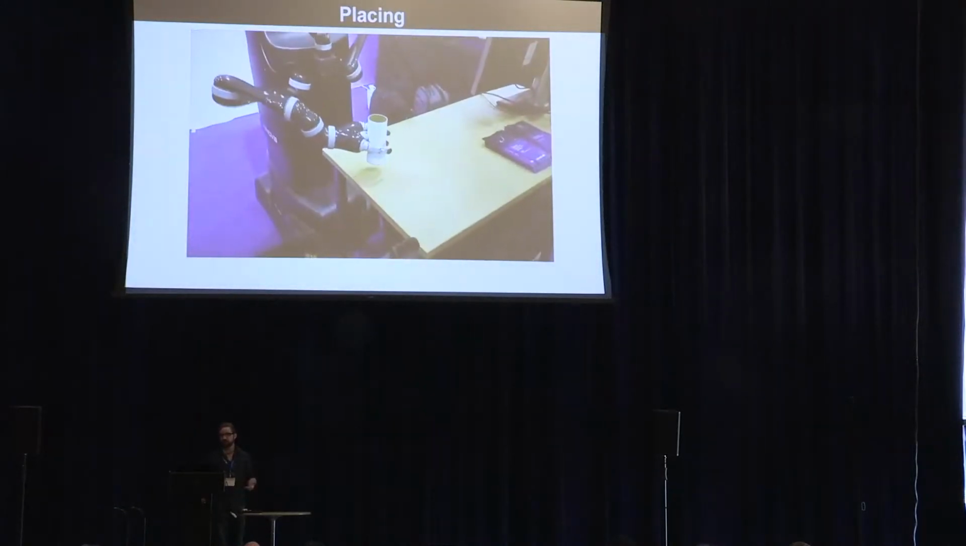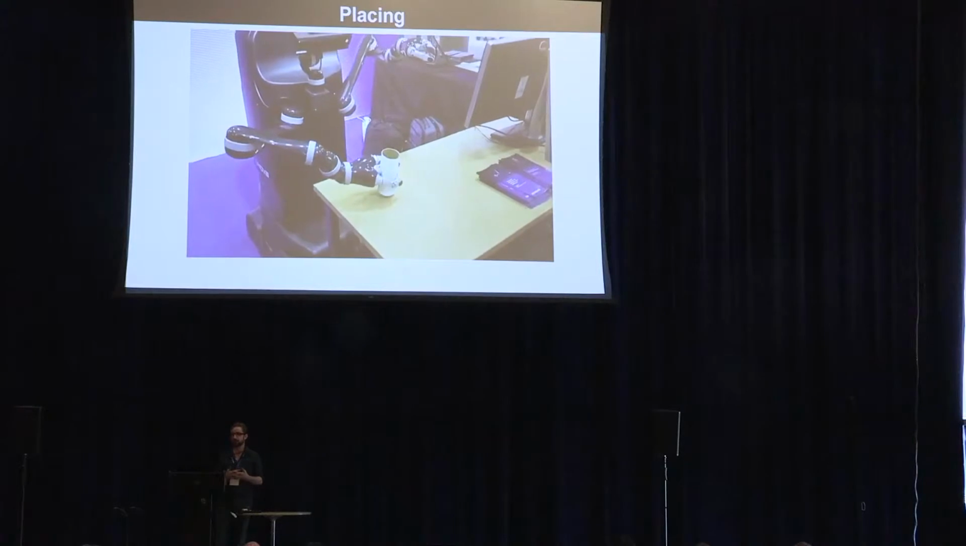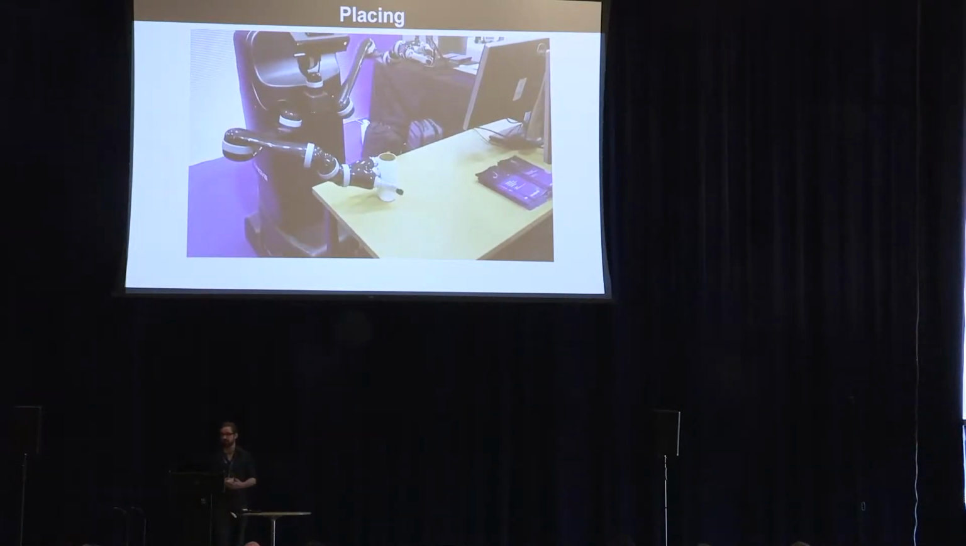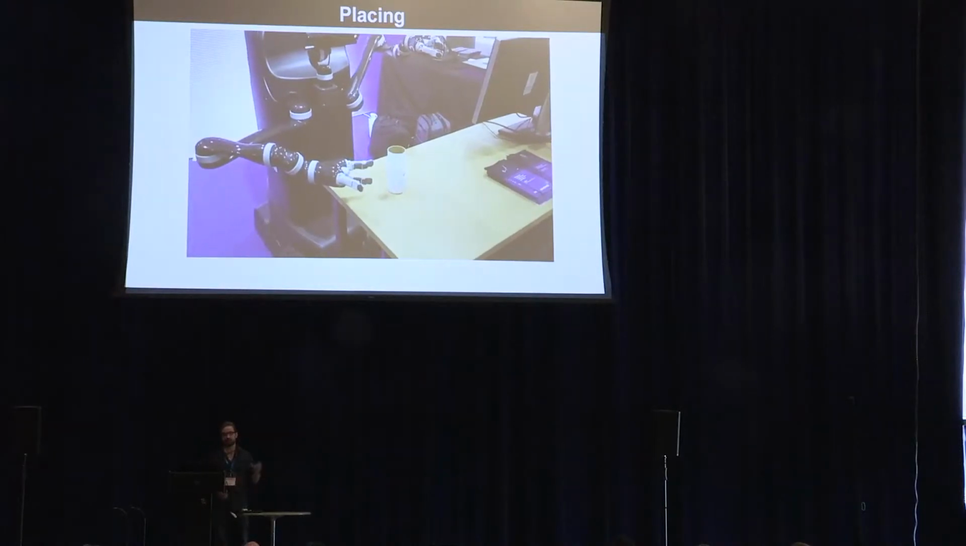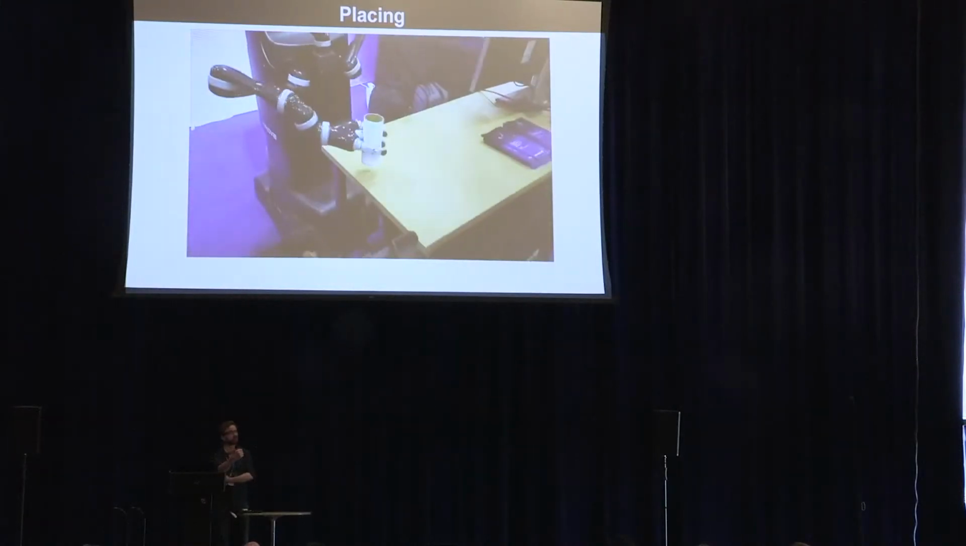And then last but not least, we have the placing problem, which is again formulated as a motion planning problem under uncertainty, where the goal is to place the cup on the table while holding it in an upright orientation to avoid spillage.